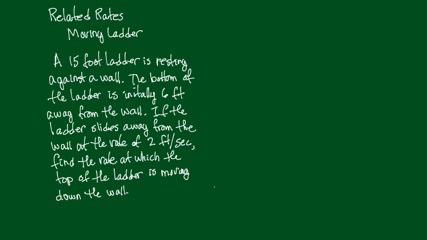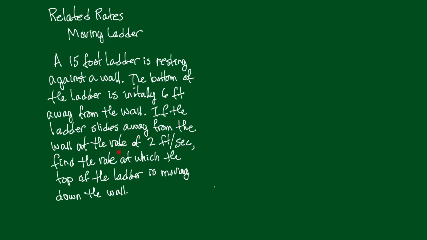So a couple things first of all here. We have a 15-foot ladder resting against the wall. Okay, now the bottom of the ladder is 6 feet, so there's a constant. Now, if the ladder slides away from the wall, so here's a movement, right? And the movement is going to be a rate.